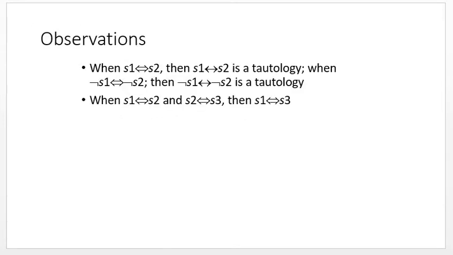So here, when S1 is logically equivalent to S2, then S1 implies S2 is a tautology. And when S1 is logically equivalent to S2, and S2 is logically equivalent to S3, then S1 is logically equivalent to S3.